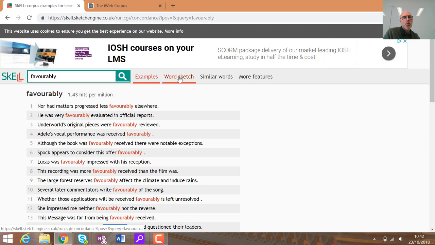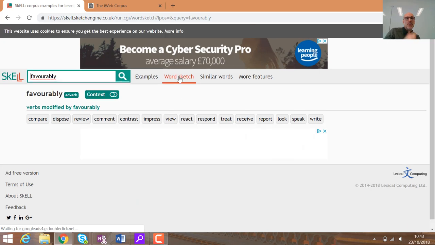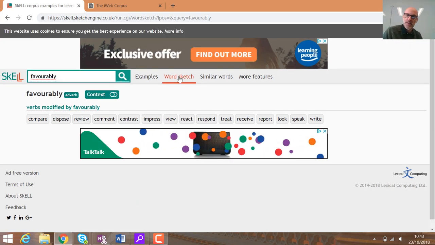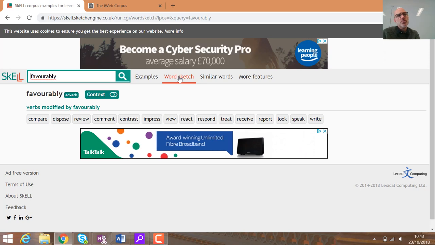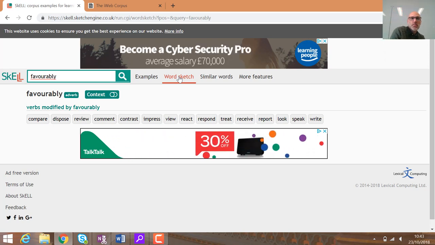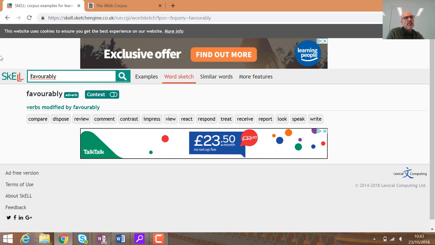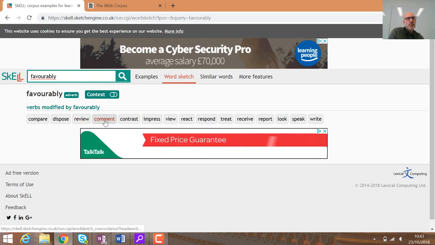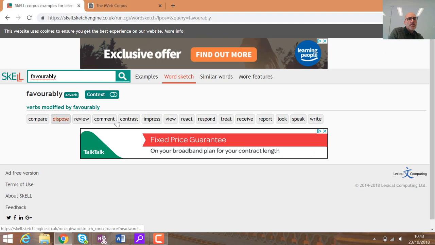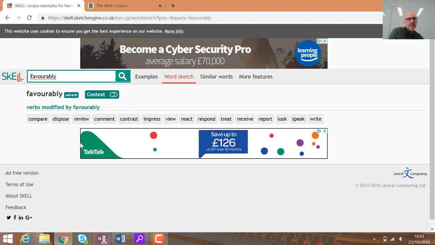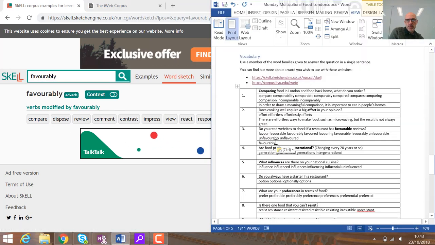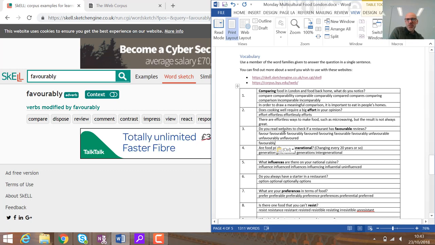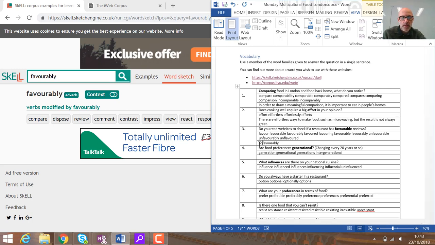If you click on Word Sketch, it will tell you, in summary, in fact, which verbs normally occur with favourably. So we've got favourably compare, favourably review, favourably comment, favourably contrast, and many of these will be valid for our question, which, if you remember, is about whether we go to restaurants which have had favourable reviews or not. Comment is something which can work for us in that regard. Comment favourably.